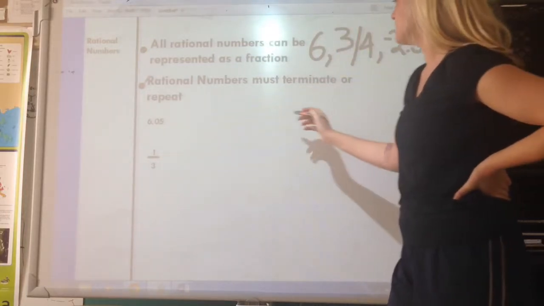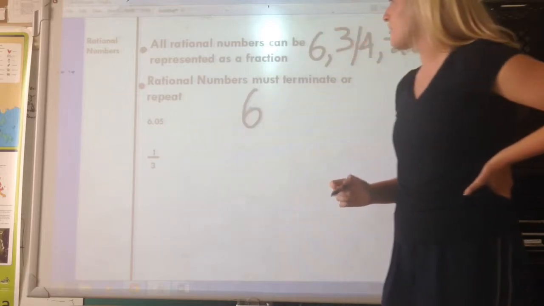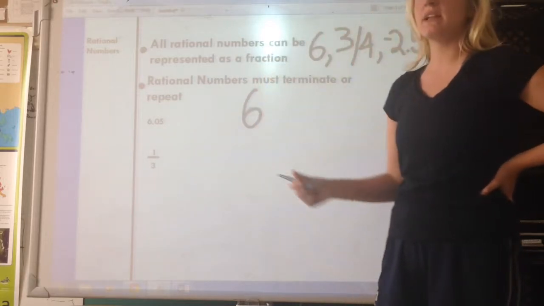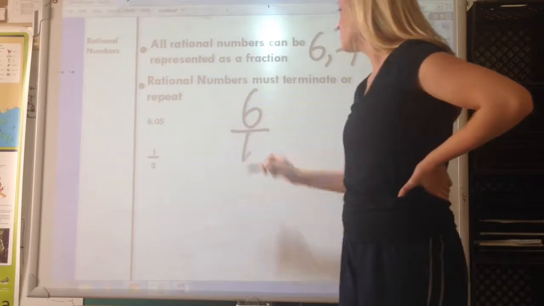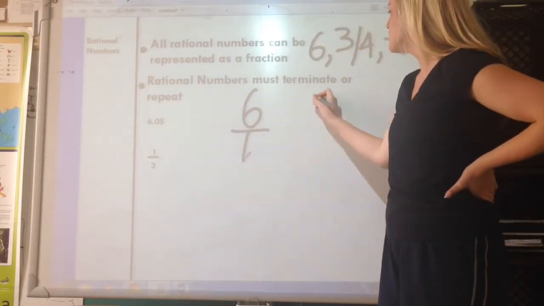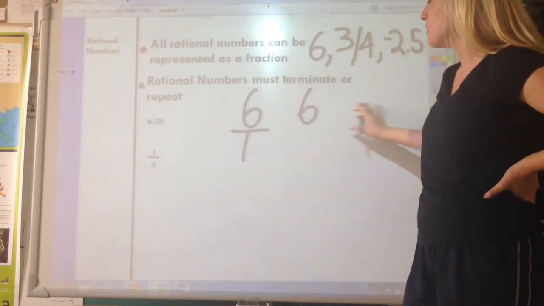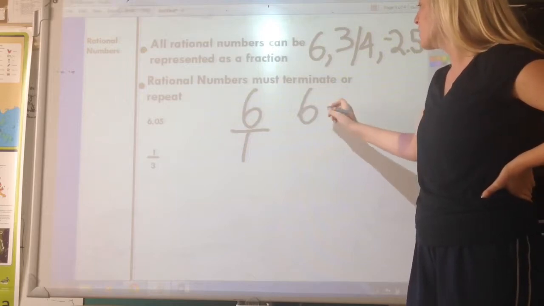So let's use an example. Let's take 6. 6 is a rational number. If I wanted to represent it as a fraction, I would just put it over 1. And I see that 6 does terminate. There are no numbers that come after it. So I know that it's a rational number.